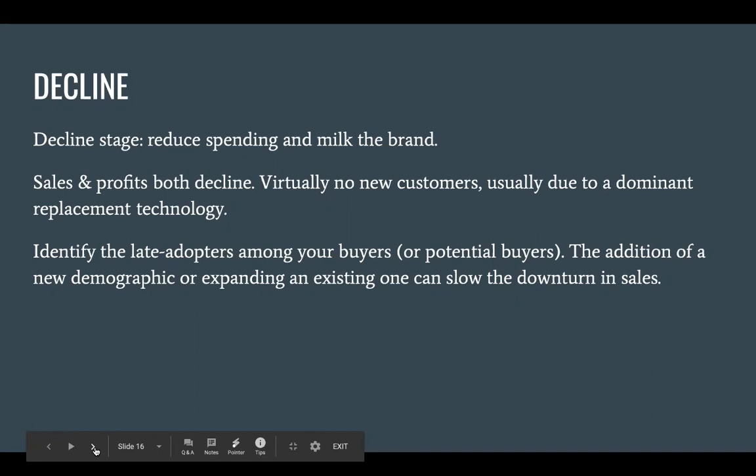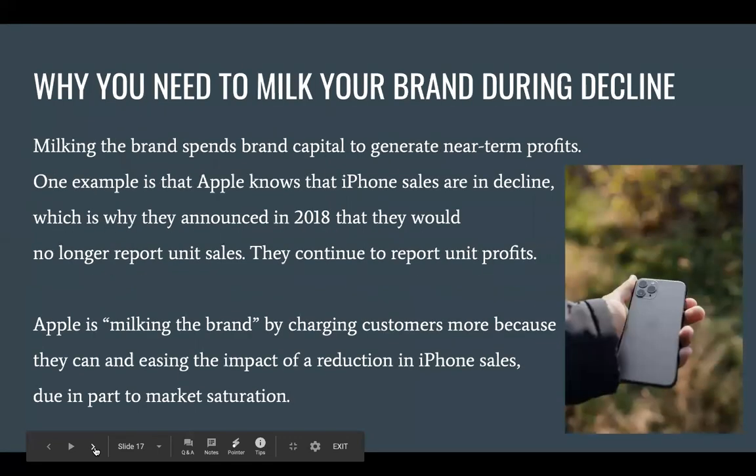So this is the bad stage. You don't really want to hit this stage. I mean, Apple kind of did, but I'd say they're still in the maturity stage. So milking your brand. Milking your brand spends brand capital to generate near-term profits. One example is that Apple knows that iPhone sales are in decline, which is why they announced in 2018 they would no longer report unit sales and report unit profits. Apple is milking the brand by charging customers more because they can, and easing the impact of a reduction in iPhone sales due in part to market saturation.